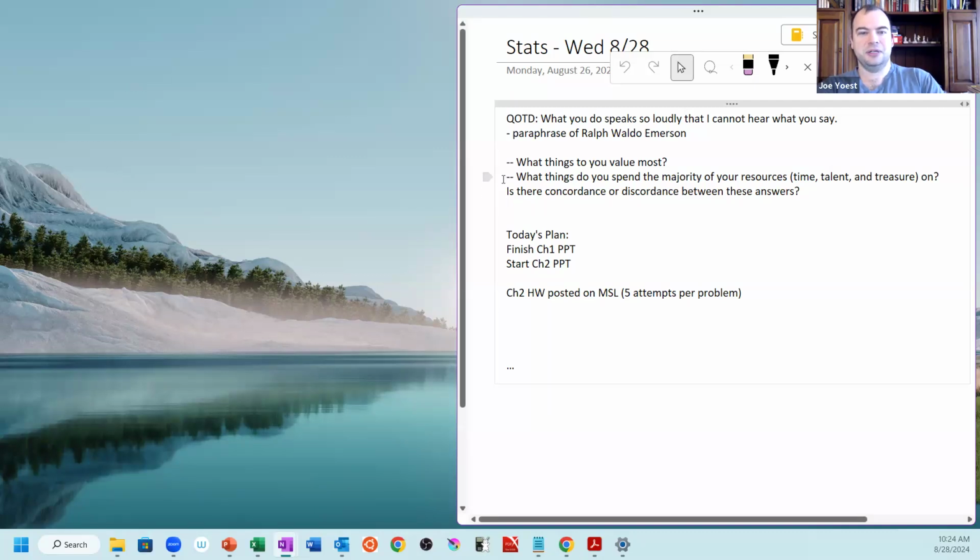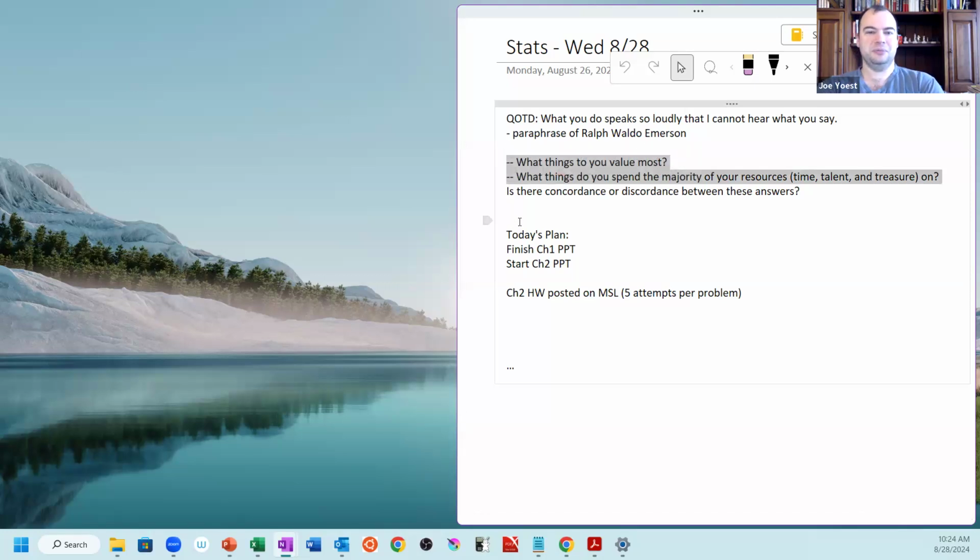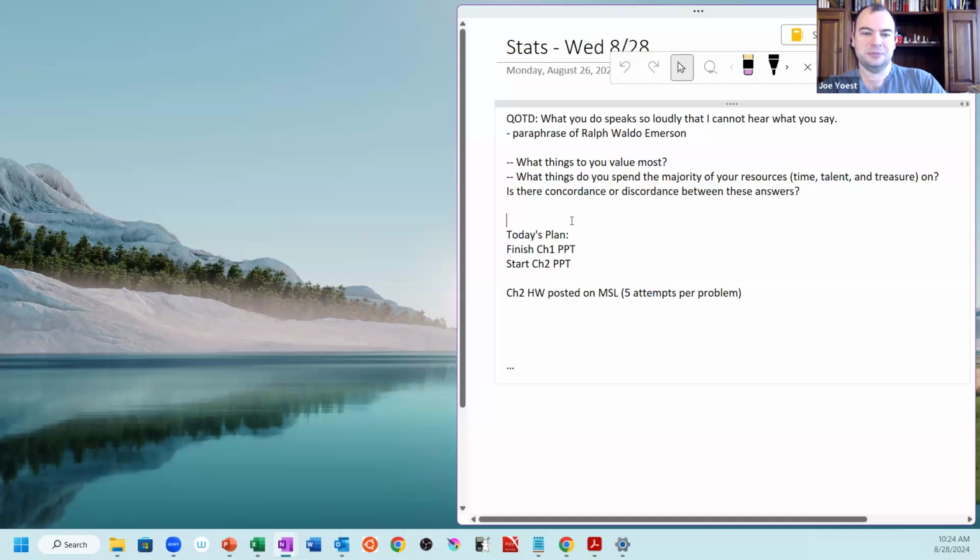I think you need to get this right before you worry about whether somebody else looking at you thinks that your actions are concordant with your words. So that's the quote of the day, the idea of the day for today.